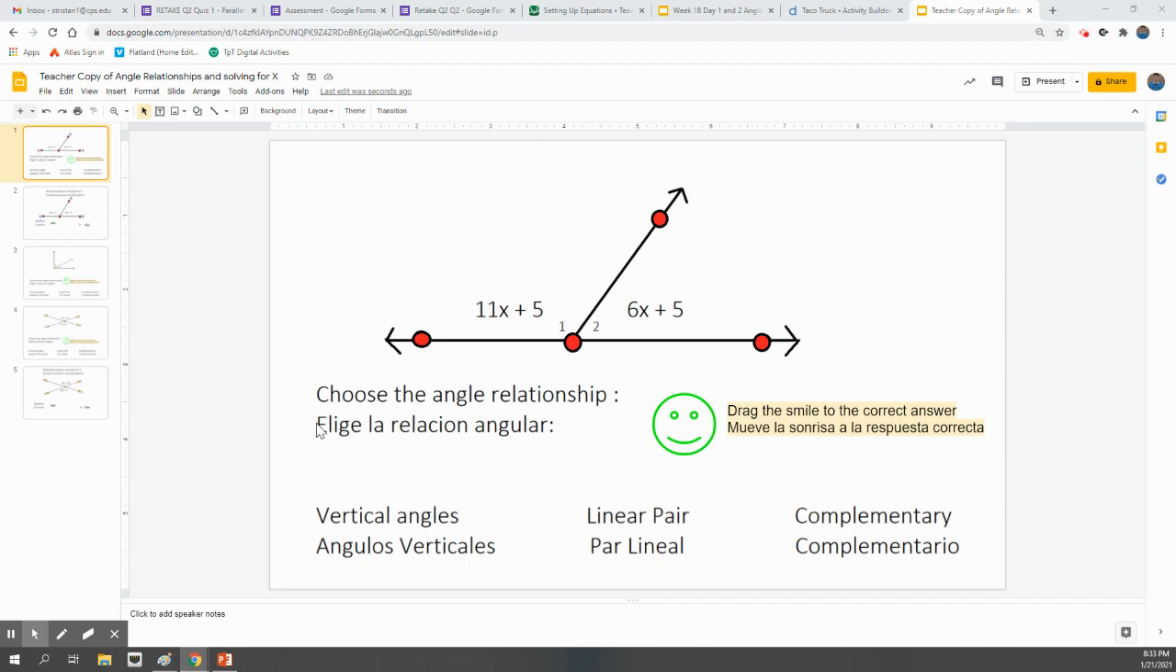Good evening, everyone. I'm going to show you how to identify angle relationships and how to solve for x with these angle relationships. This is from the homework in week 18. So here we go, and let's get started.